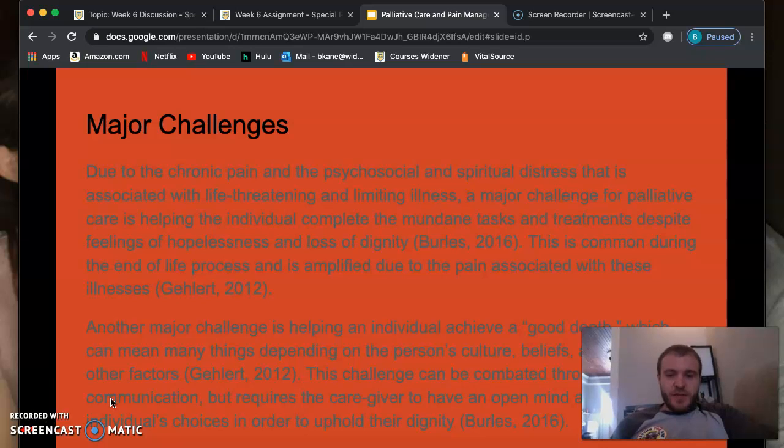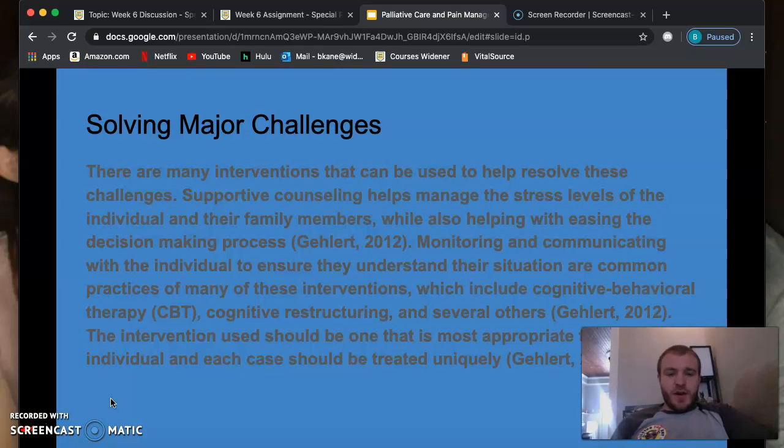This challenge can be combated through communicating with the individual, but it requires the caregiver to have an open mind and to accept that the individual's choices might be different from what you're used to or what you think is appropriate. But the end result is that we want them to be able to uphold their dignity through their dying process. So how are we going to solve these issues?